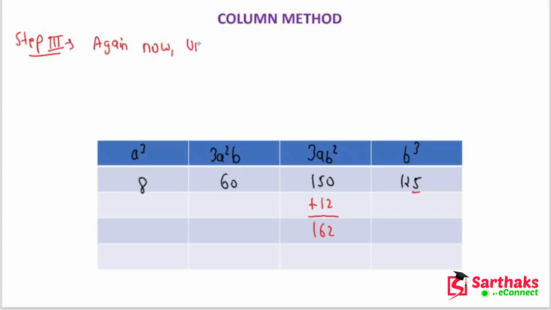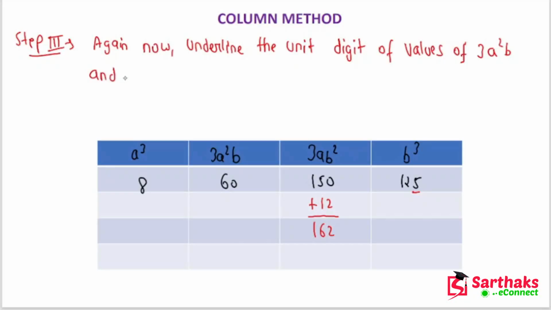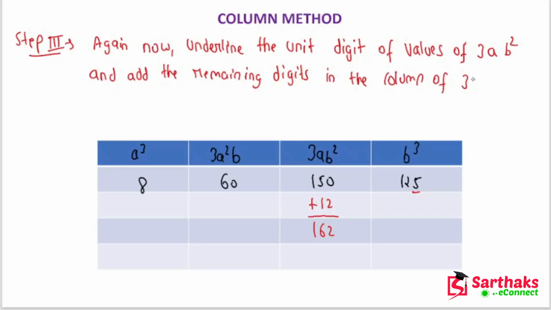Again, now, underline the unit digit of the values of 3ab square, and add the remaining digits to the column of 3a square b, right?